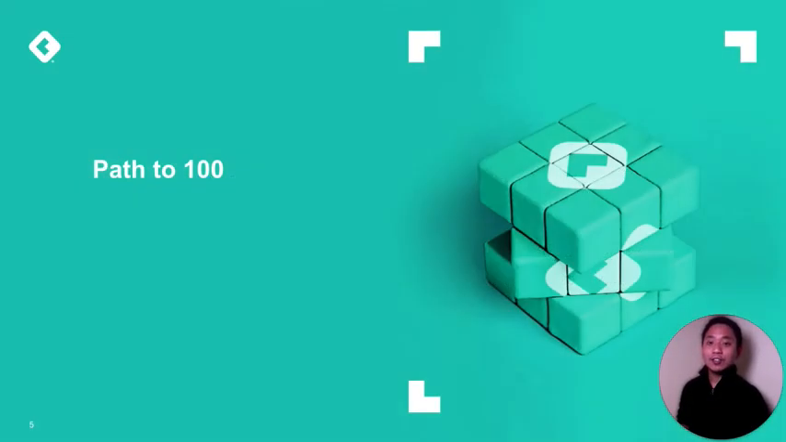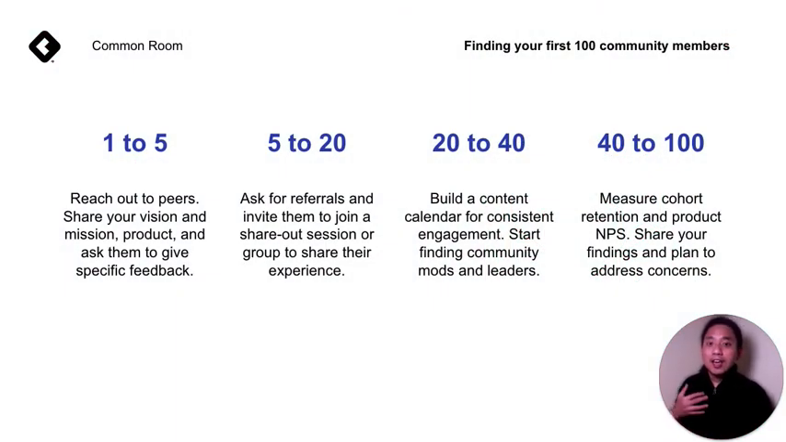One framework that you can use is this path to 100 mindset. You can adjust the numbers for each of these buckets on the next screen. These are just representations of growth, which may vary depending on your products or services. Let's say, for example, that you're starting from scratch. When you're reaching out to your first five members, you can share your vision and mission, the problem that you're trying to solve, and the potential solutions that you have. What you're doing here is opening the connection between you and the first five individual members.